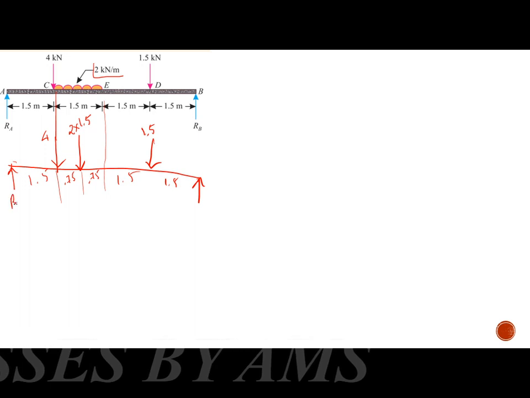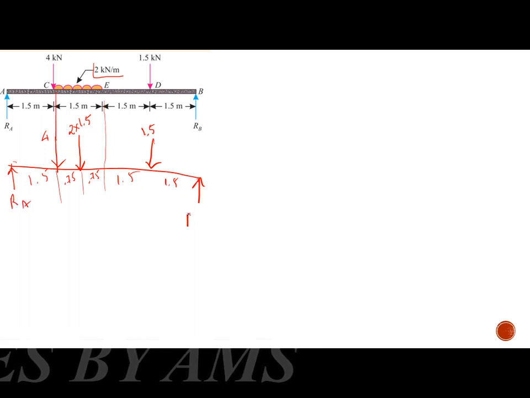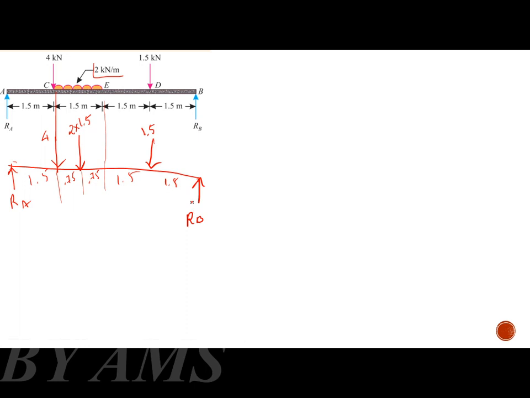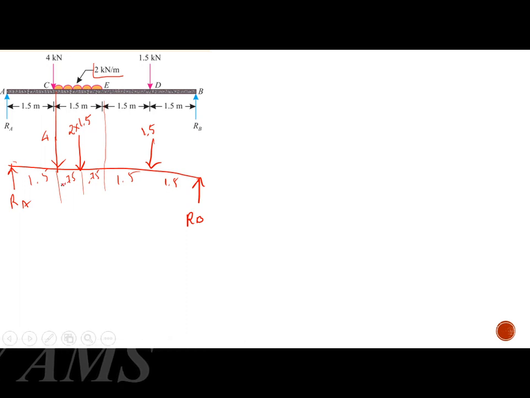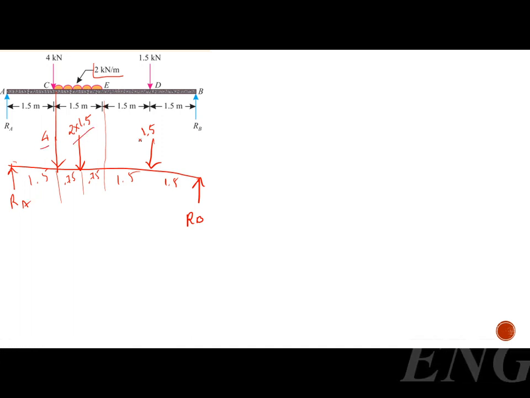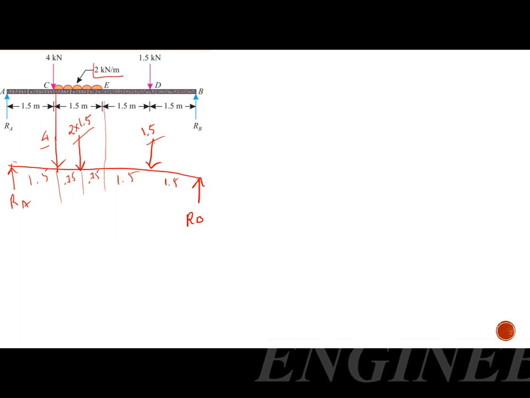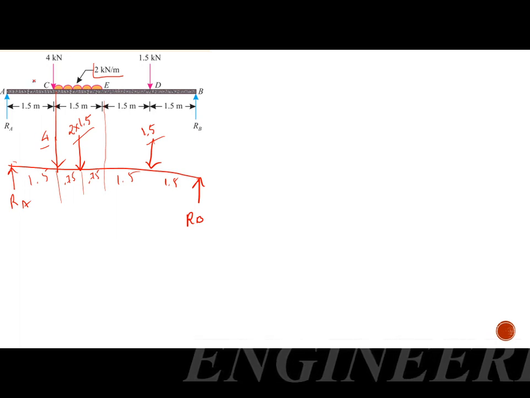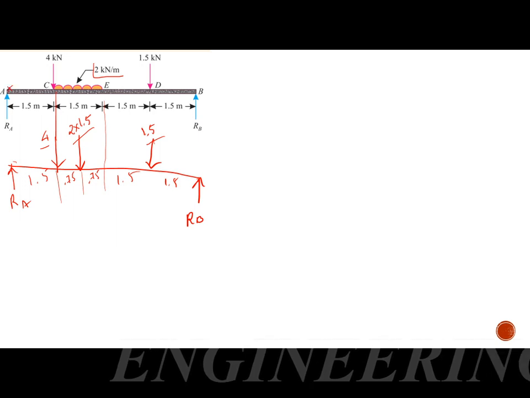And we will be writing the reaction at point A as RA, and the reaction at point B as RB. The first thing we will be writing: RA plus RB is equal to the total downward force. So RA plus RB is equal to 4 plus 2 into 1.5, that is 3, plus 1.5. So 7, 8.5. And the next thing we will be applying is the moment at point A.